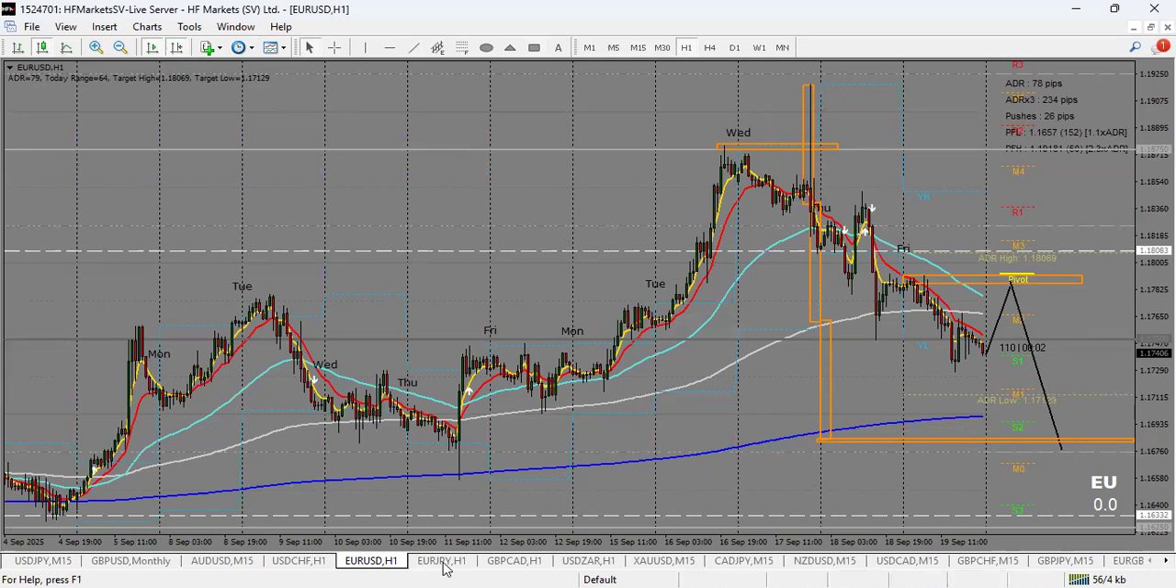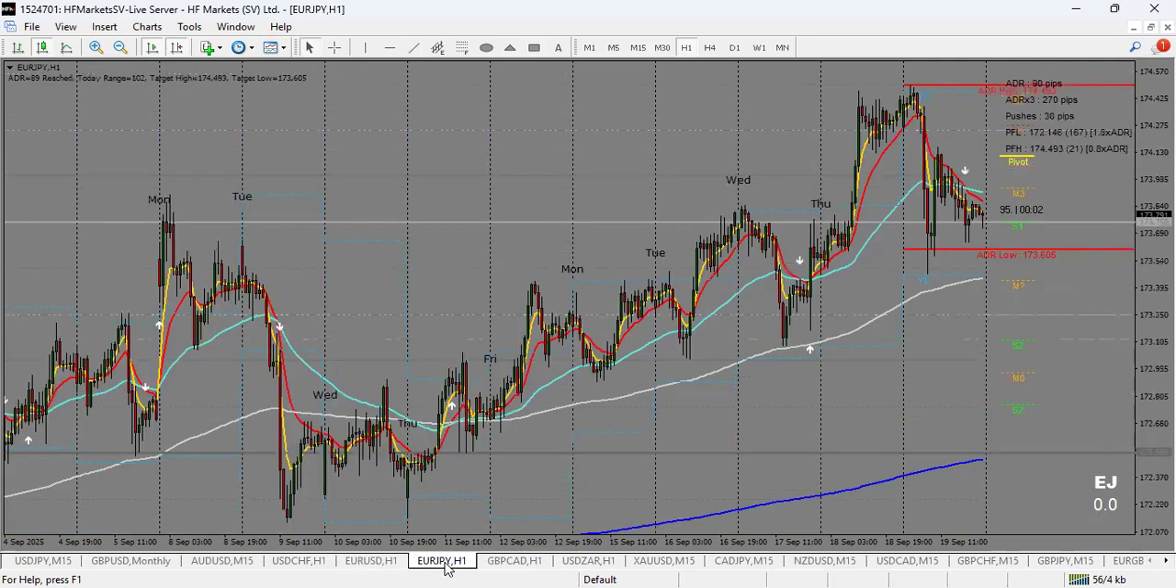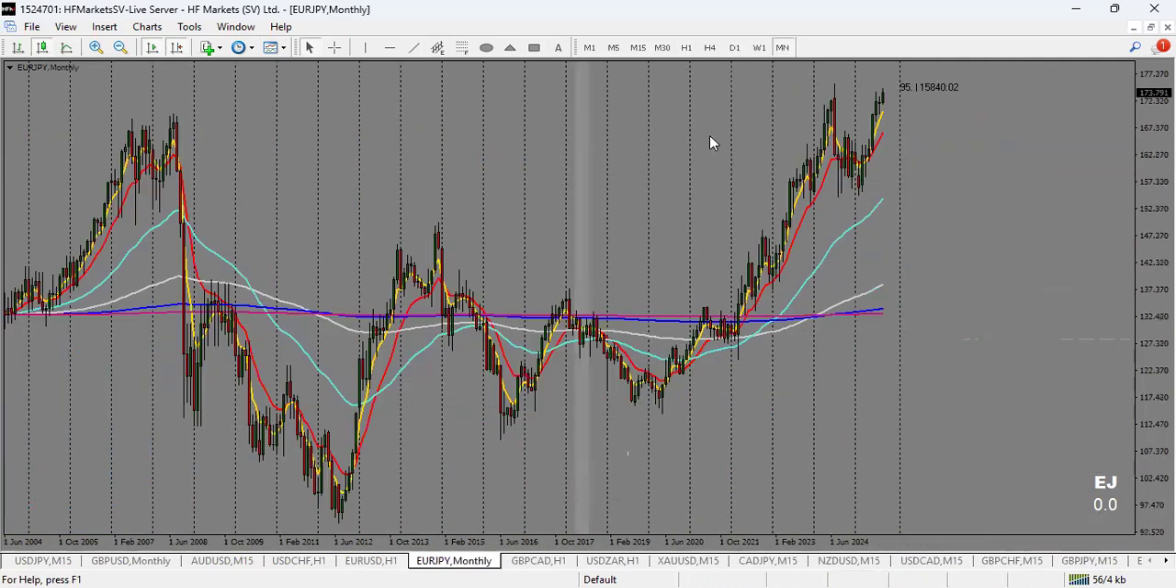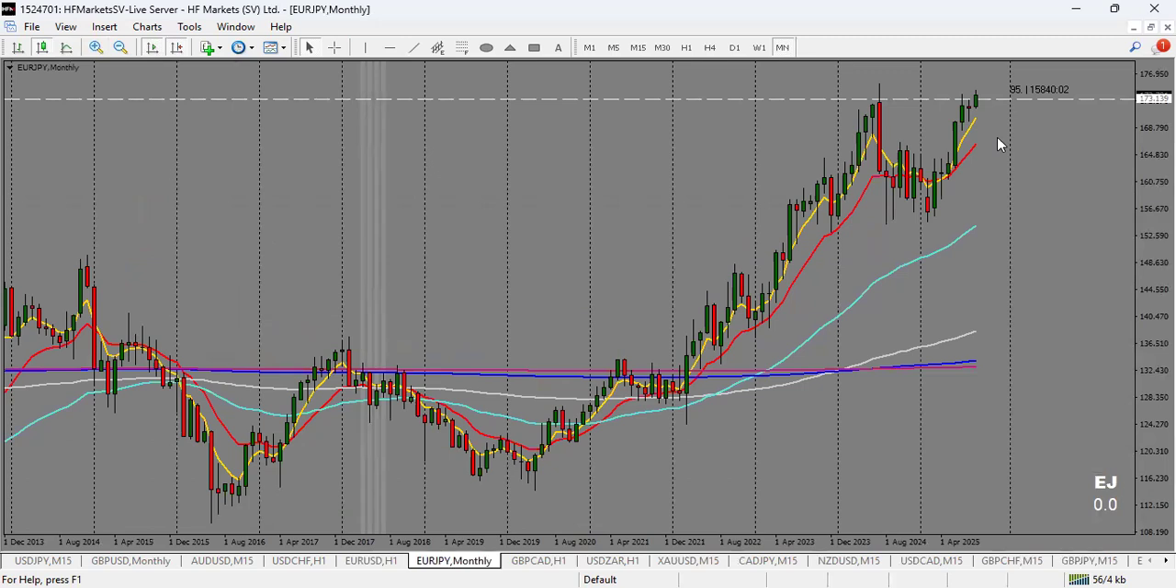So that is on EURUSD. Let us now go to EURJPY. On the monthly time frame, we're still having a very good bullish market structure, and you can see price is still moving, going up. The momentum is still good.